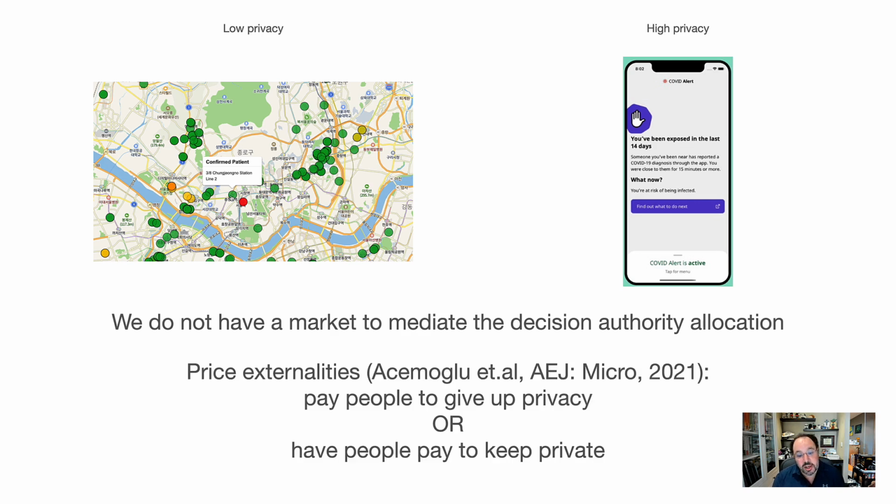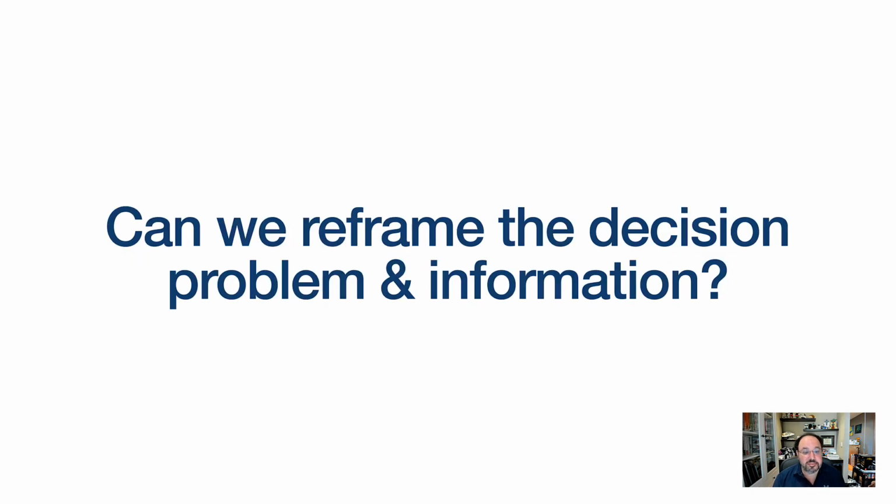What you want to do in this situation is you want to price externalities. There's a recent paper by Duron and his co-authors just coming out on externalities in the pricing of data. One way would be to pay people to give up their privacy, that is to allow the decision authority to be centralized, or to pay not to have that. We don't have that sort of mediation going on at all.